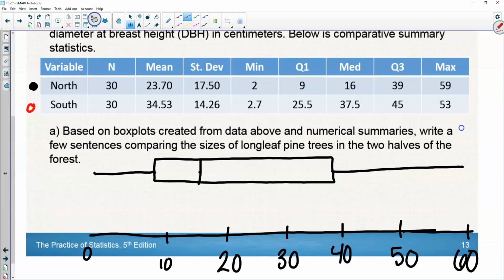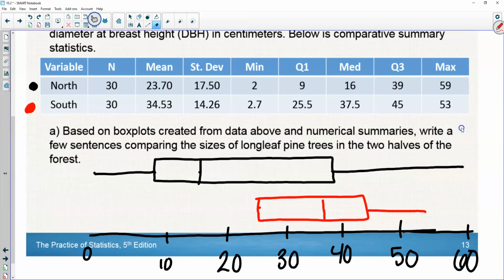We'll do the south in red. Our minimum is 2.7. Q1 is 25.5. Median is 37.5. Then 45 and 53. This dot should be down lower. There we go.